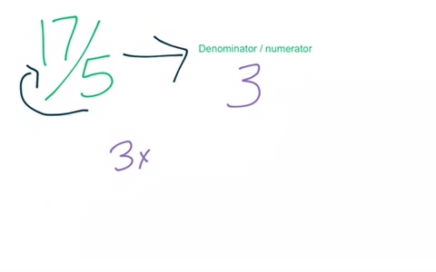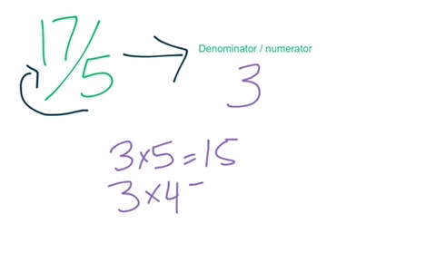Because when I do 3 times 5, I get 15. If I do 3 times 4, I get 20, and 20 is too high. I can only go as high as 17. So 5 goes into 17 3 times. That gives us our whole number.